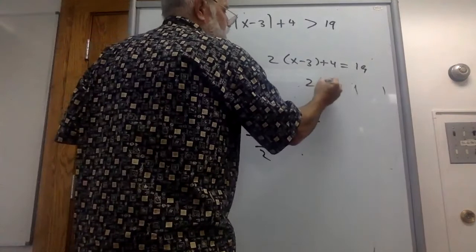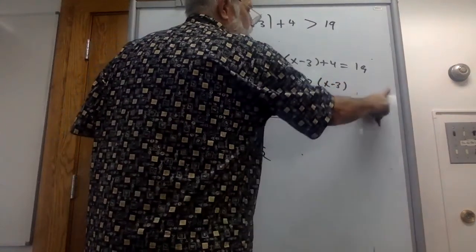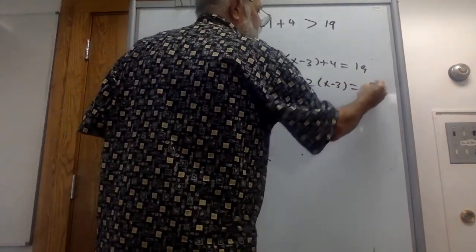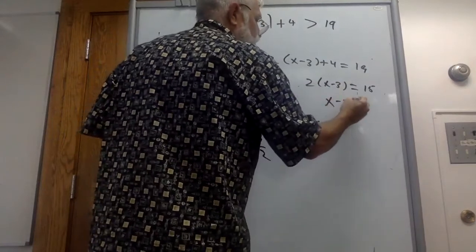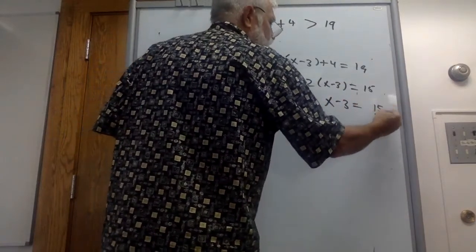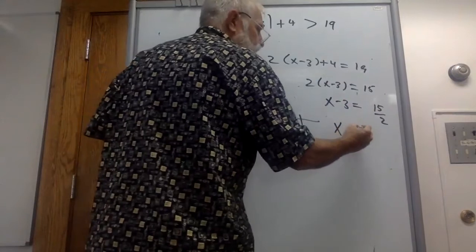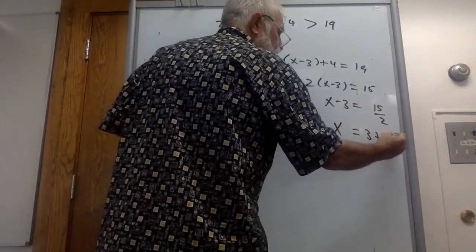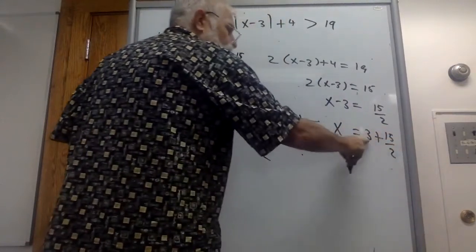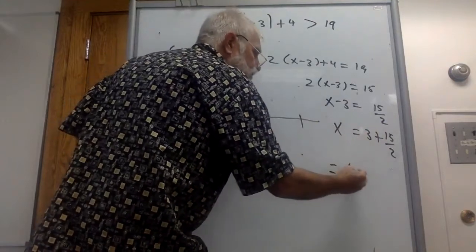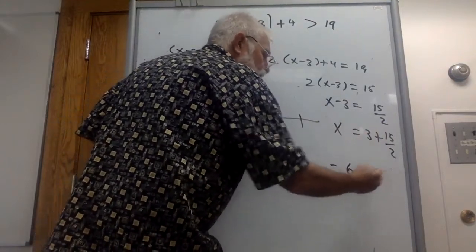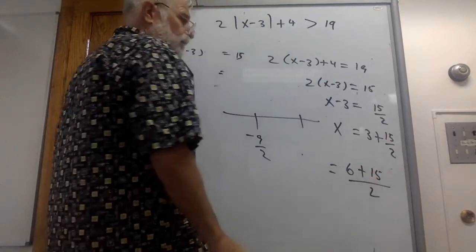So 2|x - 3| equals 15. |x - 3| equals 15 divided by 2. x equals 3 plus 15 divided by 2. I'm going to multiply everything by 2. I get 6 plus 15. Then I'm going to divide by 2. 21 over 2.